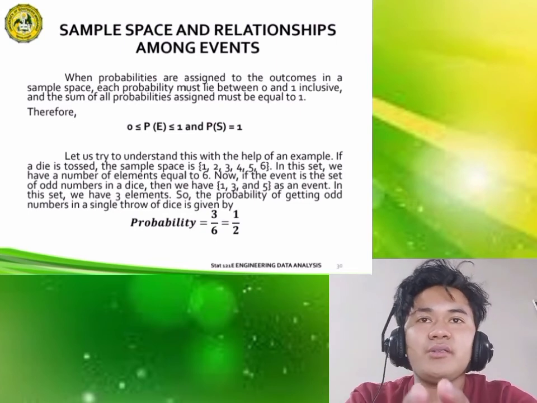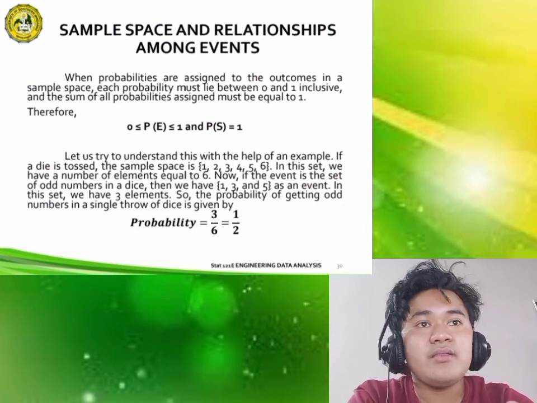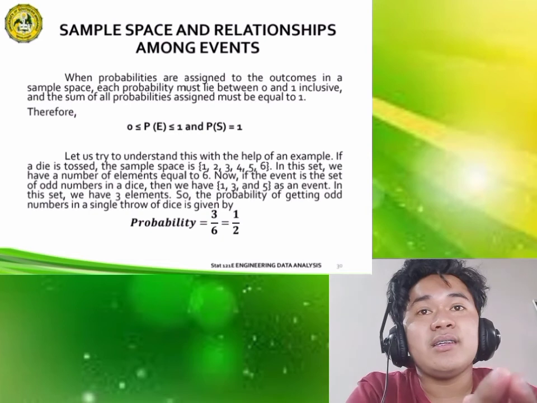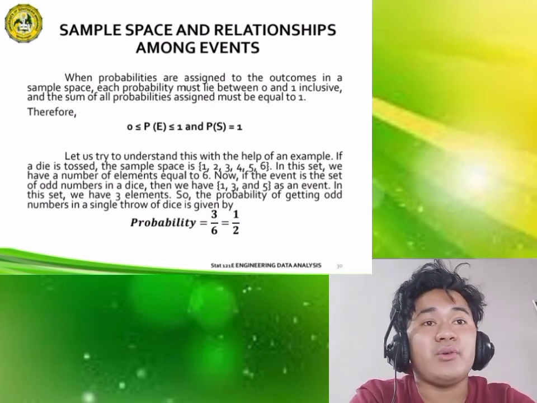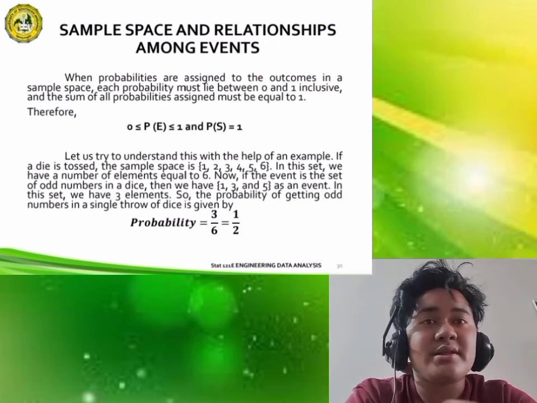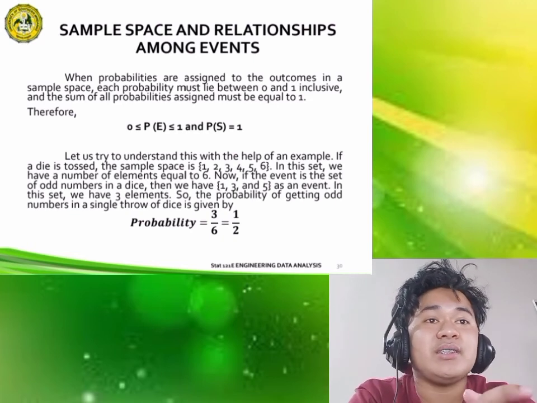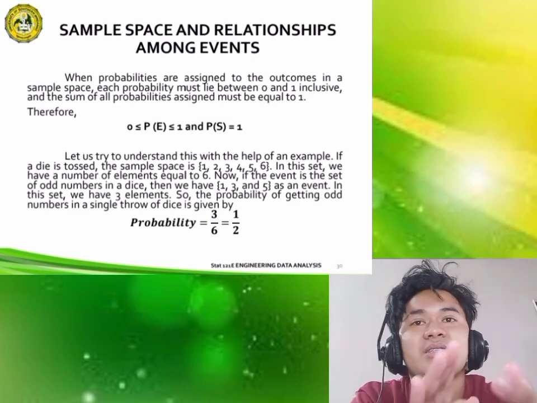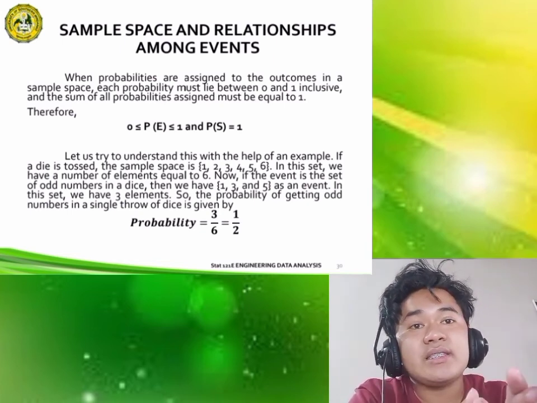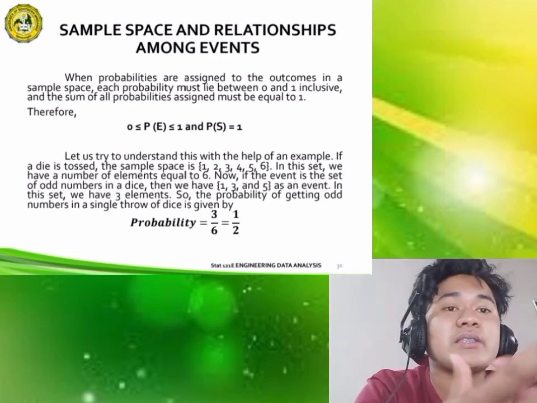Now let us try to understand this with the help of an example. If a die is tossed, the sample space is 1, 2, 3, 4, 5, and 6. In this set, we have a number of elements equal to 6. Now, if the event is the set of odd numbers in a die, then we have 1, 3, and 5 as an event. In this set, we have 3 elements. So the probability of getting odd numbers in a single throw of a die is given by probability is equal to 3 over 6, which is equal to 1/2.